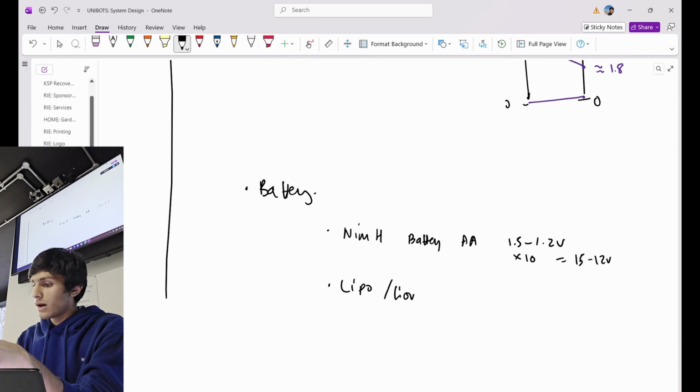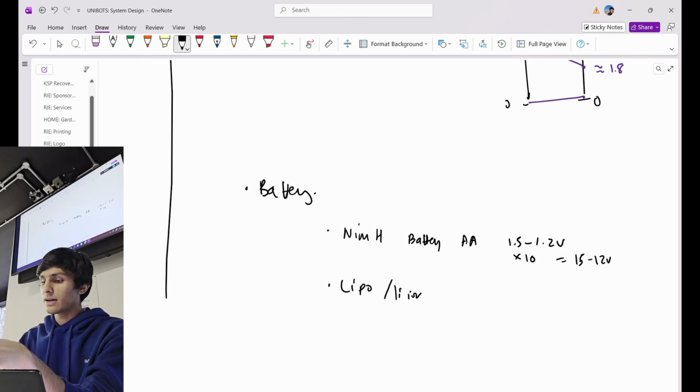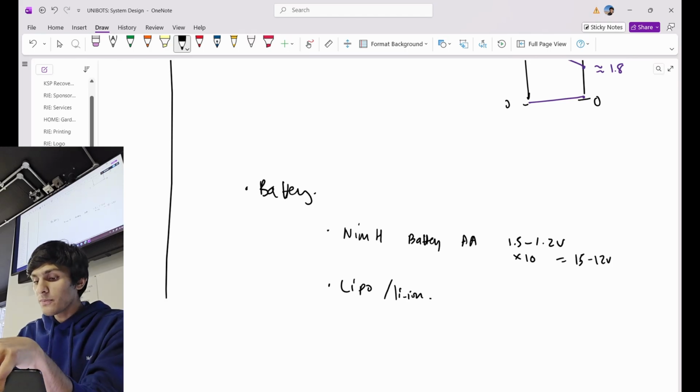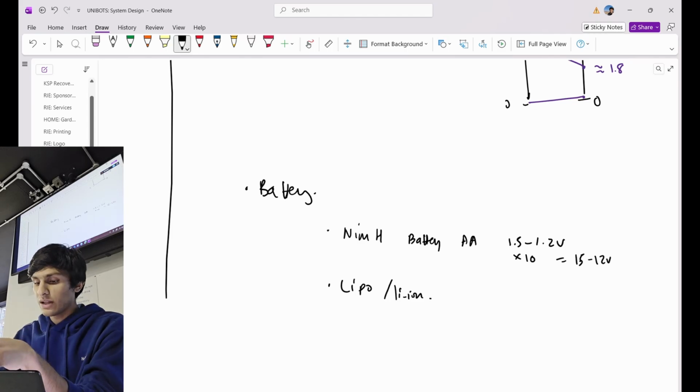You can use lithium-ion ones as well. So I put 10 of them in series to make 12 to 15 volts, and this 12 to 15 is perfect to just serve straight into my 12 volt in up here on the L298N. Other options are available. We last year used LiPo cells, and you can use lithium-ion ones as well.